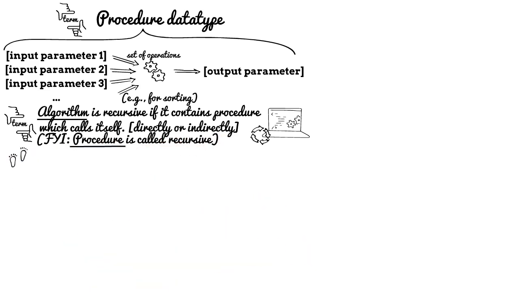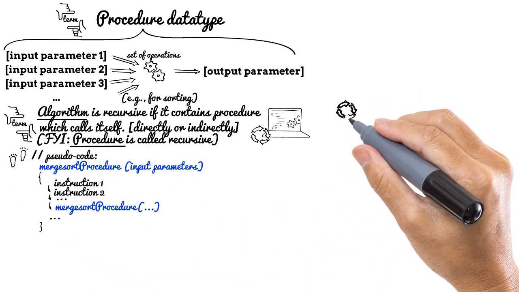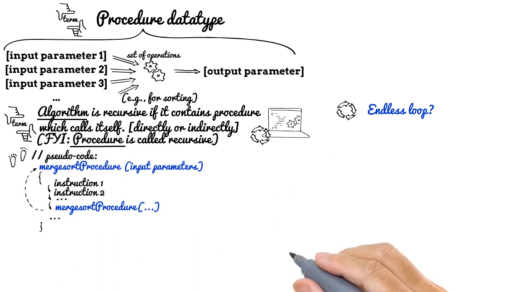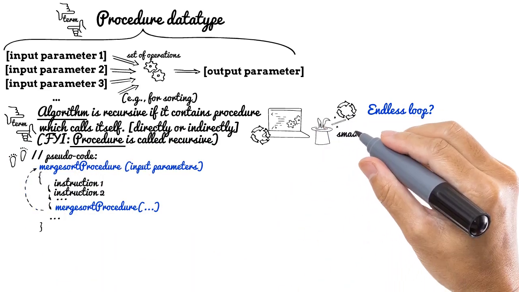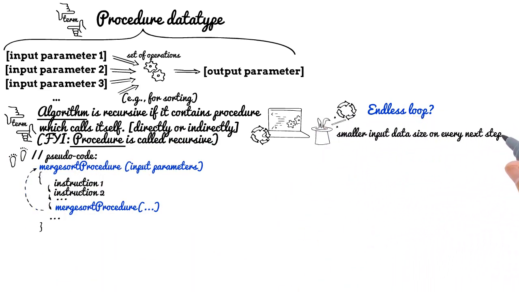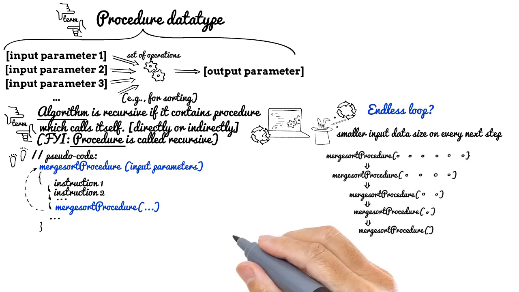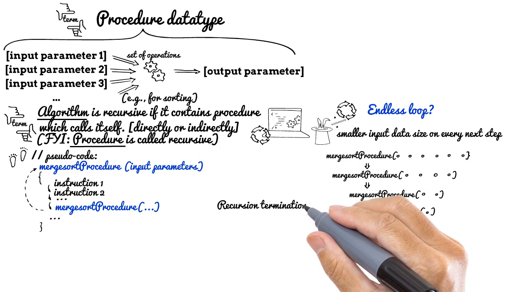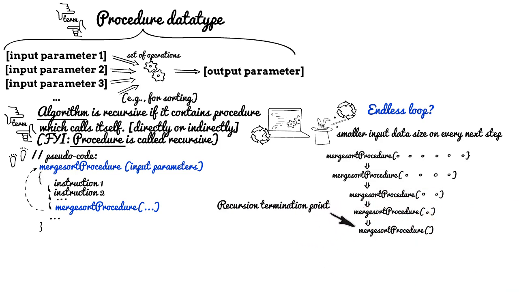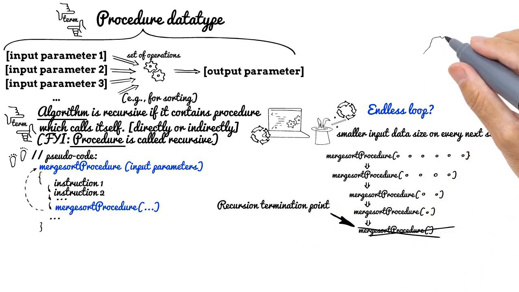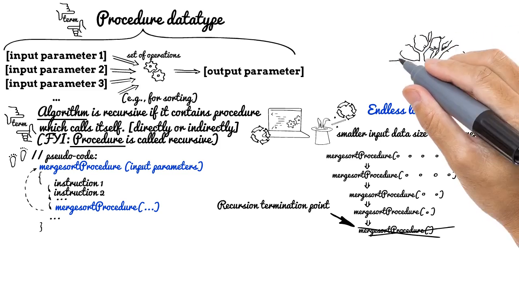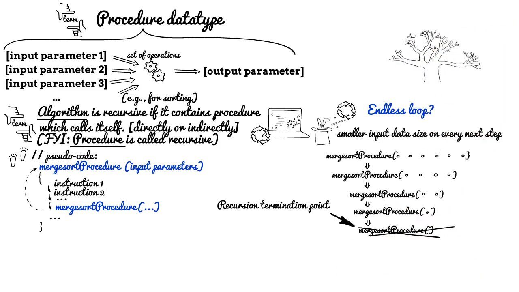When we call a recursive procedure, it looks like an endless loop, isn't it? But the trick is, every next time it generally takes a smaller input data size than during the previous call. And eventually the input data size becomes so small that there is no longer a need to call the procedure. That's how we can end the loop. It's like visiting all branches in a tree and coming to the last leaf in the tree.